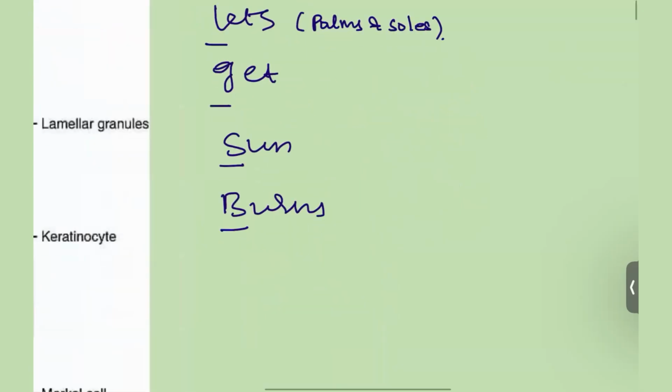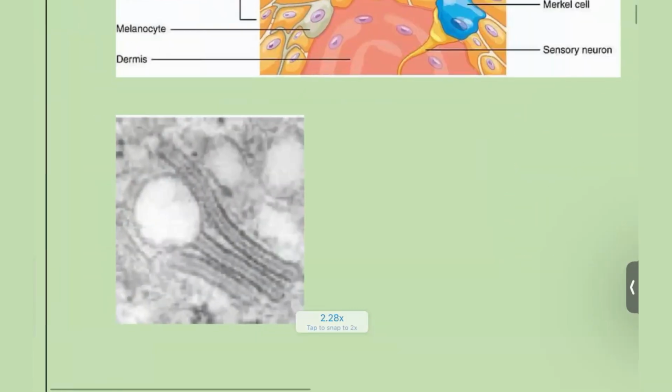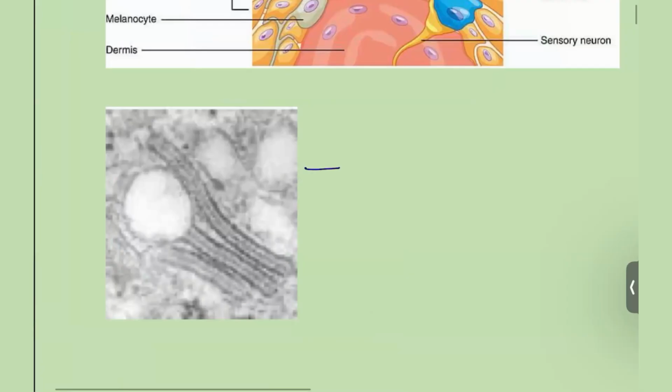And the basale is mostly mitotically active, for the stem cells. At least these layers will be important for you, layer by layer. And in this microscopic picture, what is the feature we are seeing here? Tennis racket shape, right?